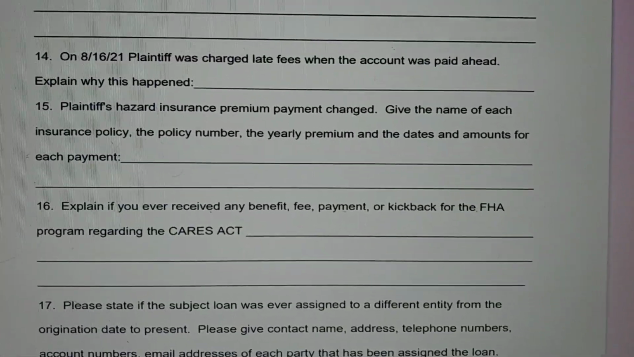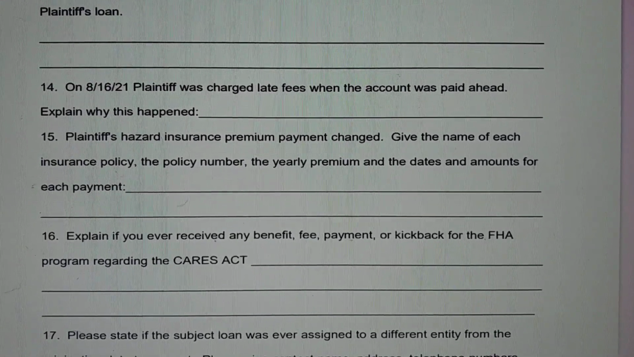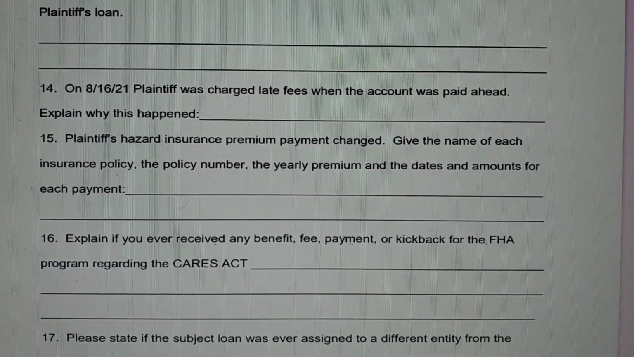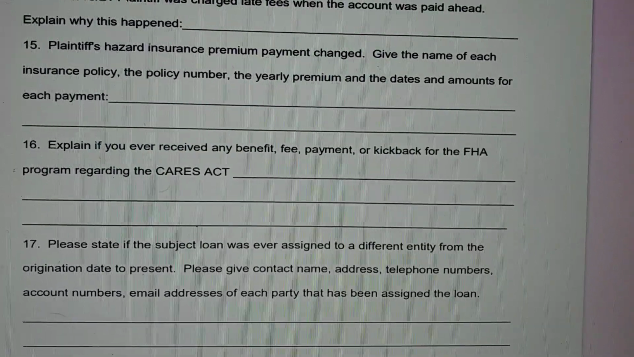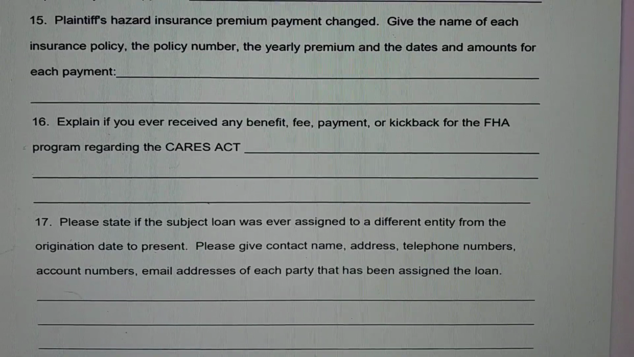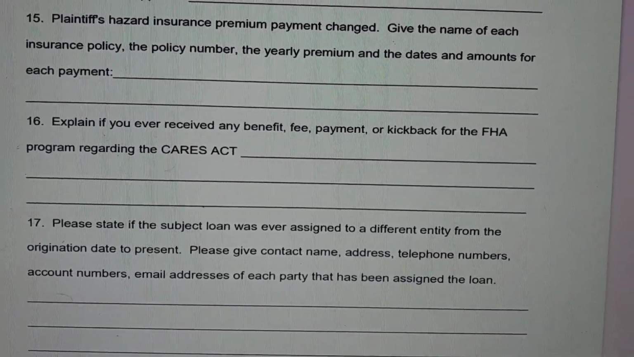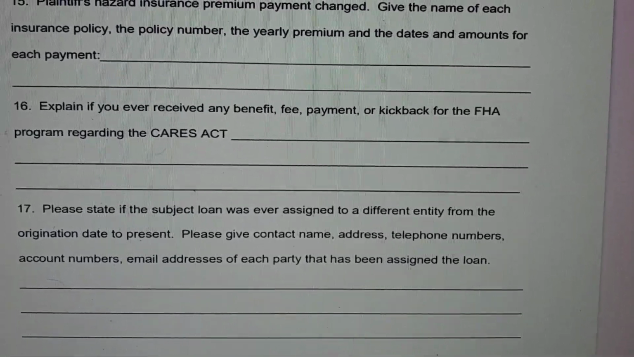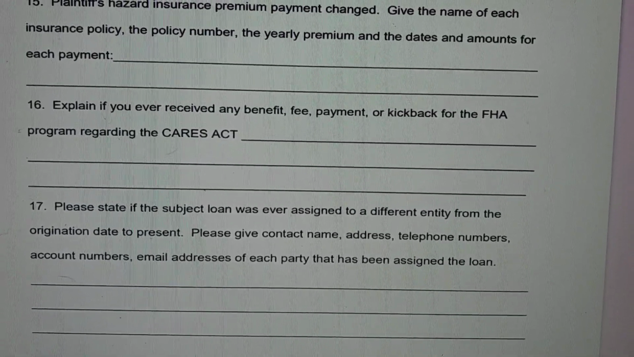Number 16, explain if you ever received any benefit, fee, payment, or kickback for the FHA program regarding the CARES Act. Number 17, please state if the subject loan was ever assigned to a different entity from the origination date to present. Please give contact name, address, telephone numbers, account numbers, email addresses of each party that has been assigned the loan.